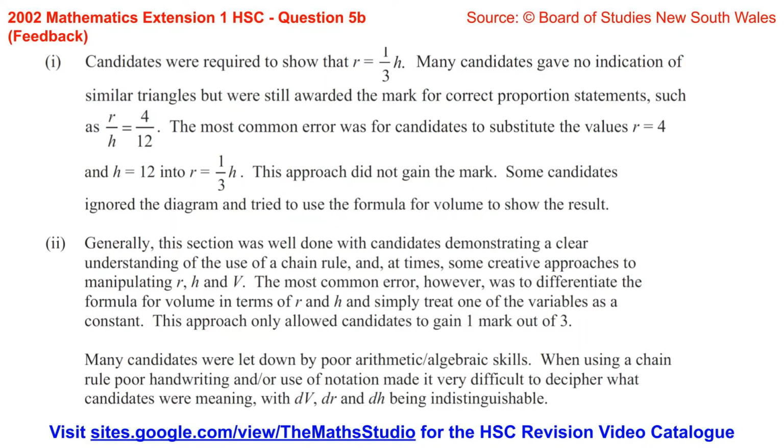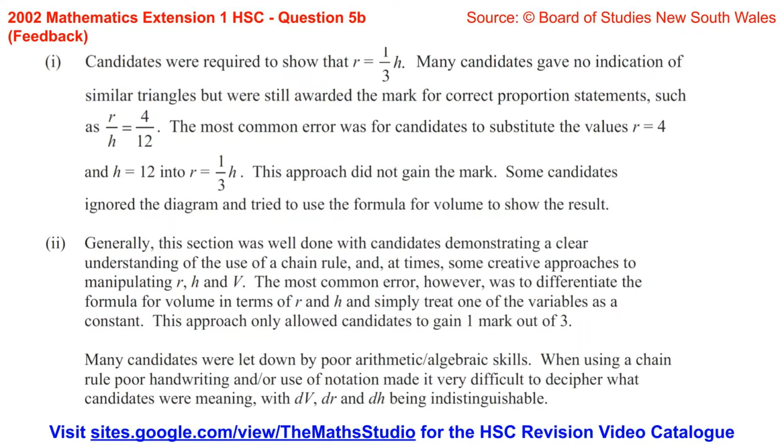The following is the feedback from the Marking Centre for question 5b. For part 1, candidates were required to show that r equals 1/3 h. Many candidates gave no indication of similar triangles but were still awarded the mark for correct proportion statements, such as r over h equals 4 over 12. The most common error was for candidates to substitute the values r equals 4 and h equals 12 into r equals 1/3 h. This approach did not gain the mark.